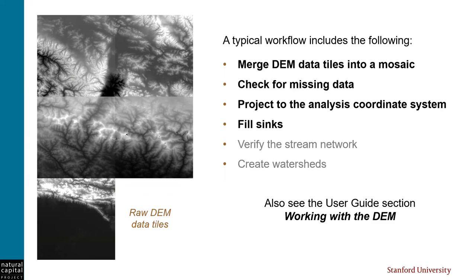Now, in this tutorial, we will work through the first four of these steps. And to keep each episode from being too long, we'll cover the next steps like creating the stream network and watersheds in separate videos. Along with this video, the InVEST User Guide has a section called Working with the DEM, which provides an overview of the different steps involved, as well as the methods and GIS tools that can be used. A link to that User Guide chapter is included in this video's webpage. All right, let's go to a GIS session now and work through some of these steps.